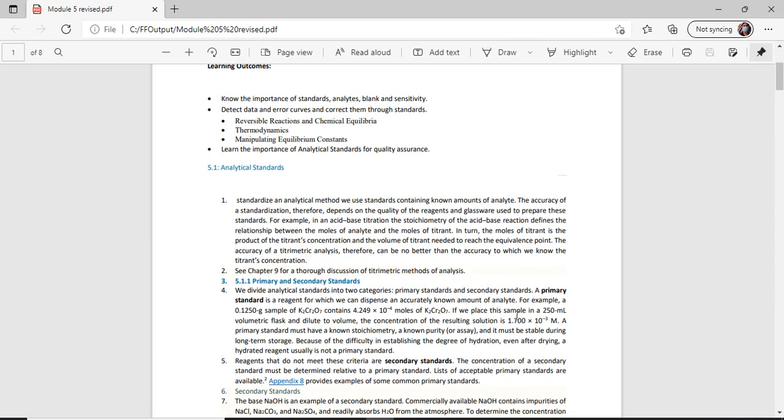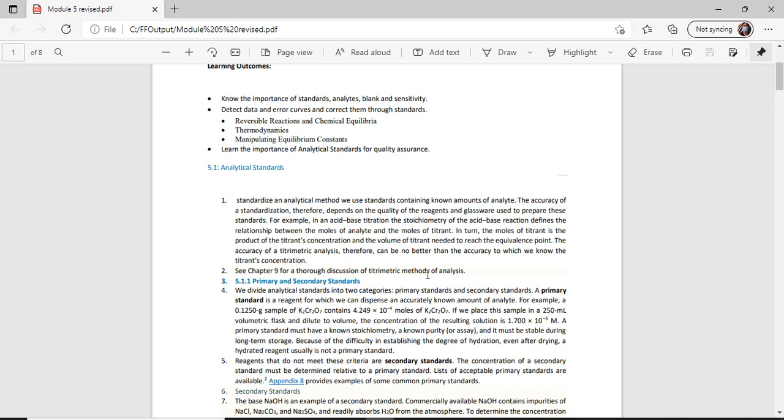Standardized analytical method uses a standard containing a known amount of your analyte. The accuracy of a standardization therefore depends on the quality of the reagent used and also the glassware used in preparing your standards. For example, in an acid-base titration, the stoichiometry of your acid-base reaction defines the relationship between the moles of your analyte and the moles of your titrant.